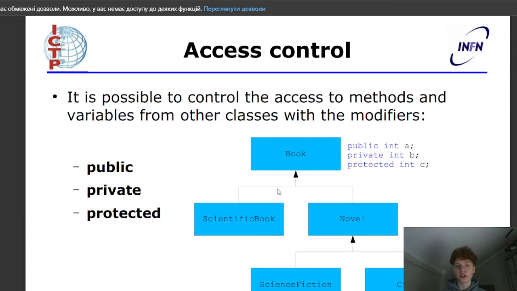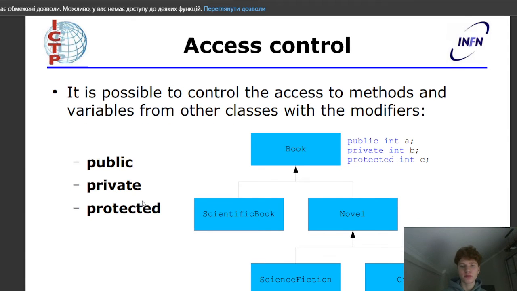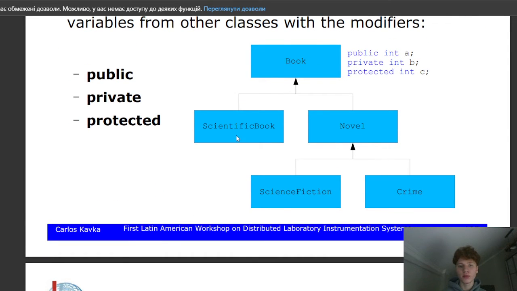Access control. It's possible to control the access to methods and variables from other classes with the modifiers public, private, and protected. Book, scientific book, novel, science fiction, crime.